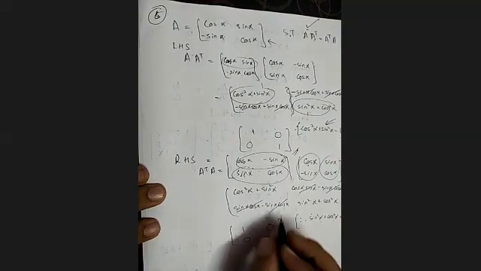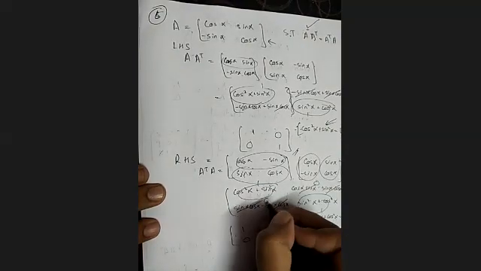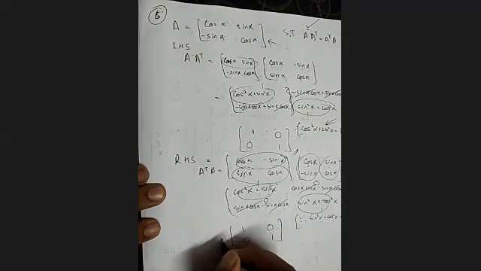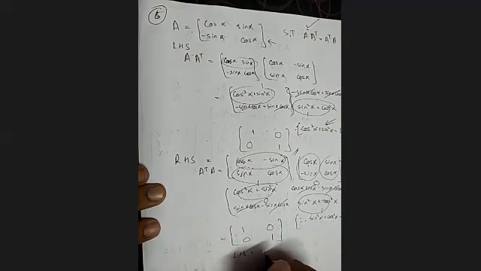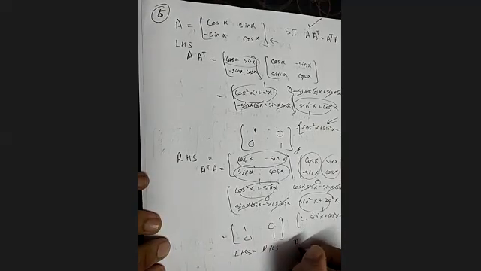So your final answer will be, this is 1, this is 1, and this is 0, and this is 0. So 1, 0, 0, 1. So LHS is equal to RHS, hence proved. Okay. A into A transpose is equal to A transpose A. Next question.